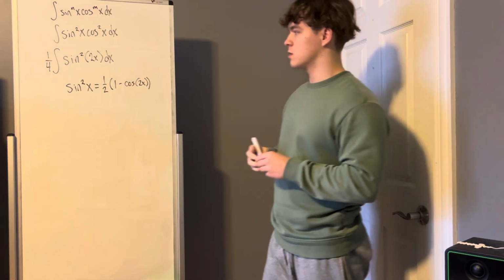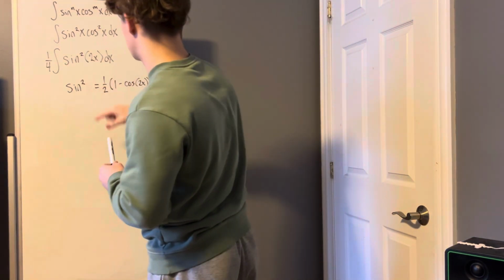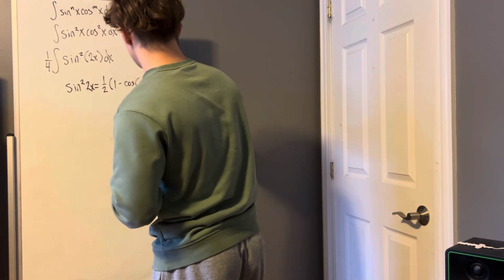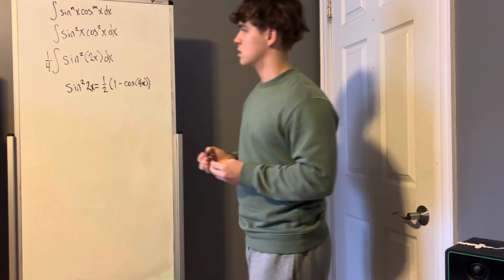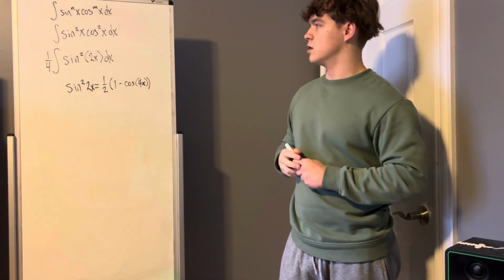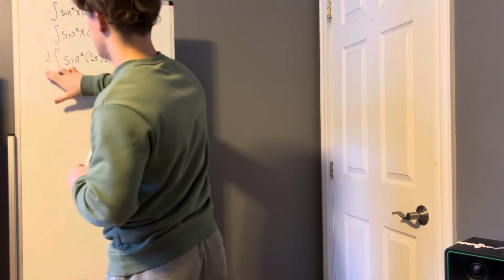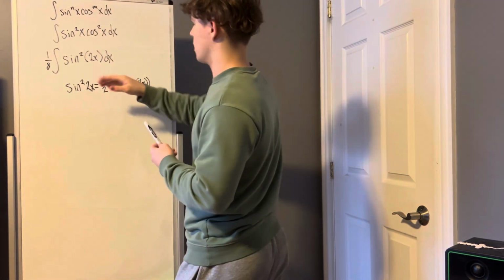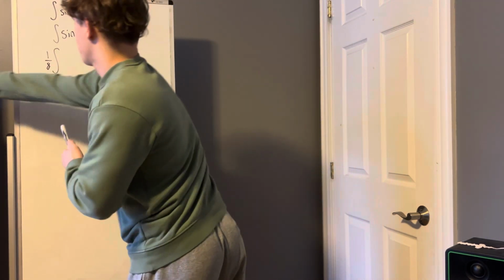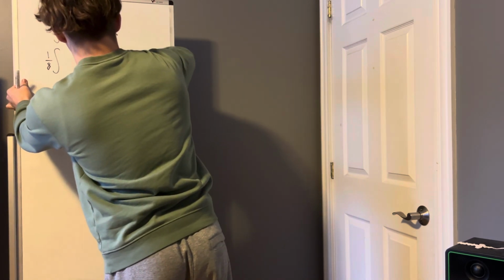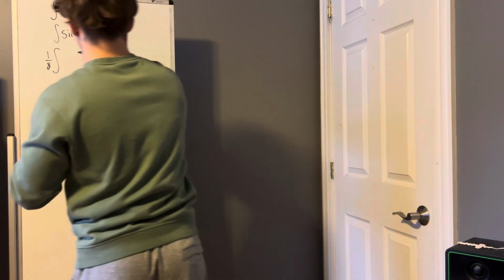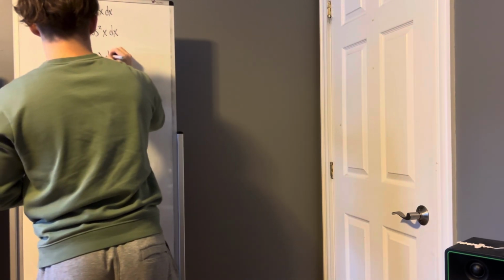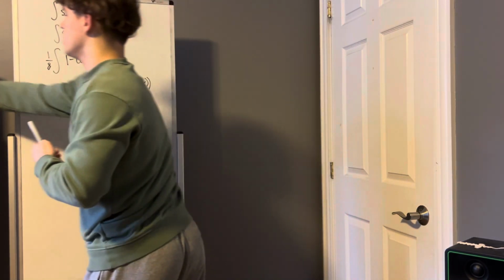So what we can do here is we can replace this x with a 2x. That would mean that our 2x is now 4x instead. And so this 1/4 changes to a 1/8 by multiplying by 1/2. And this would become the integral of 1 minus cos 4x dx. That's a very simple integral.